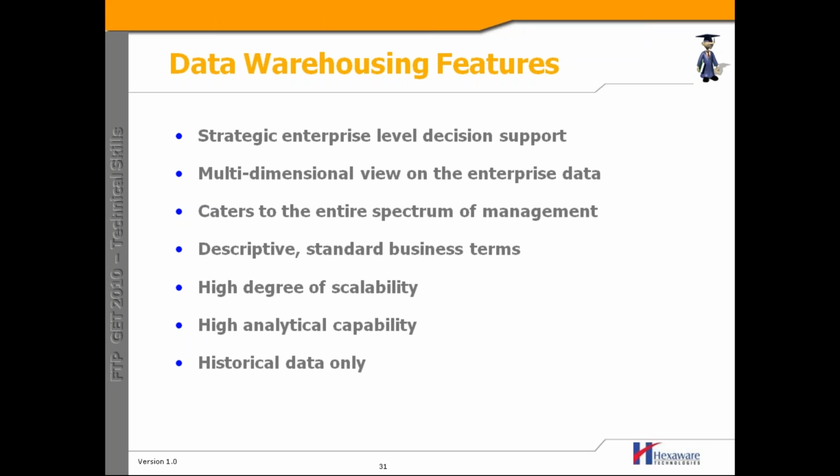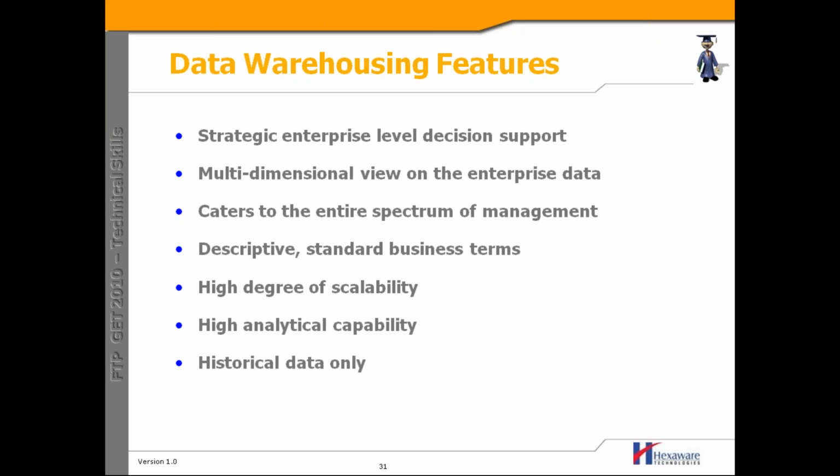When we talk about data warehousing, unlike the operational systems, the star schema, the kind of schema you create out of your data warehouse, will be in standard business terms. I'll be showing you a star schema. It's very simple to understand.